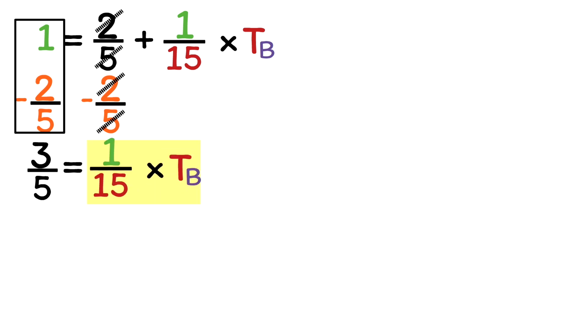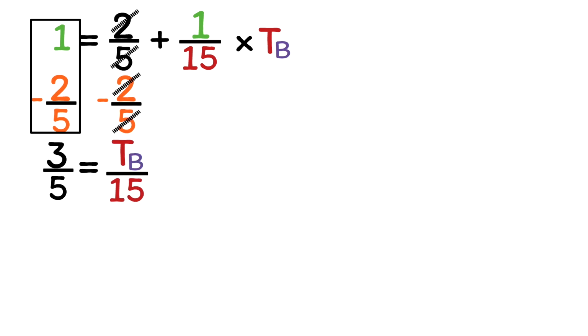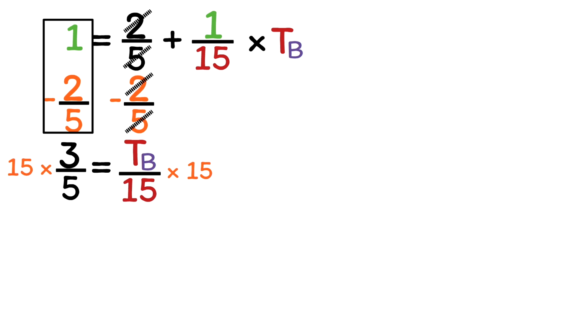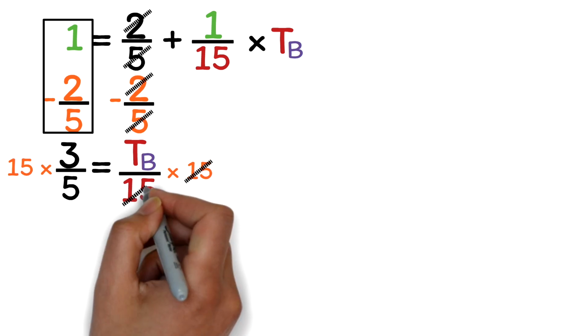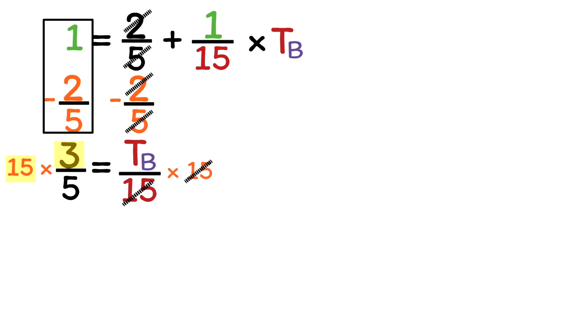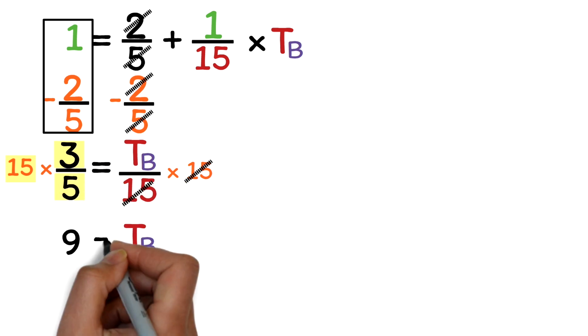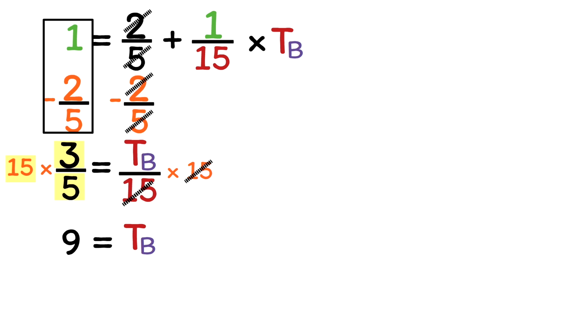Next, 1/15 times TB is the same as TB divided by 15. So we'll multiply both sides of the equation by 15. The 15s on the right side cancel out. Next, 15 times 3 is 45, and 45 divided by 5 is 9. So, TB equals 9 minutes. Therefore, it will take computer B 9 minutes to complete the remaining work.